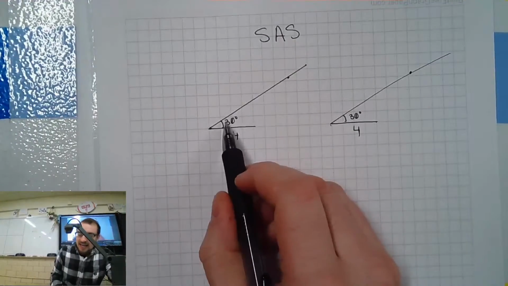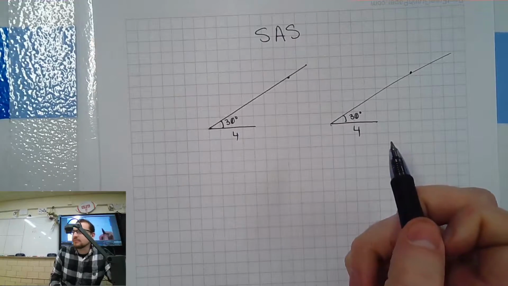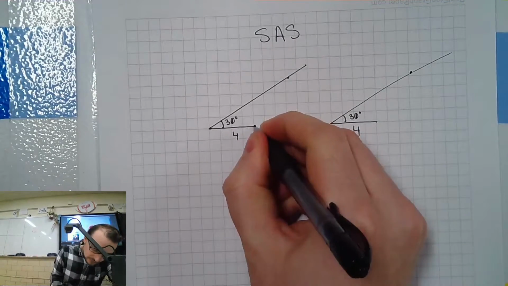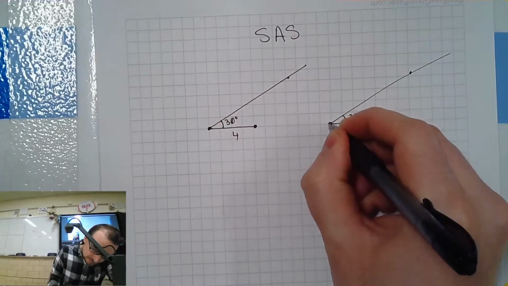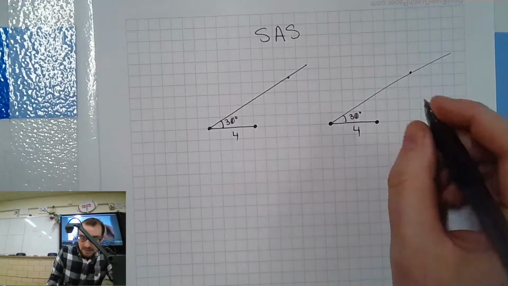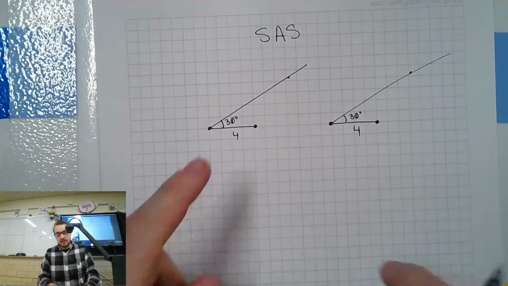So we know side, angle, and then we need to set another side length. So this side is locked in. Yeah. All right, so yeah.